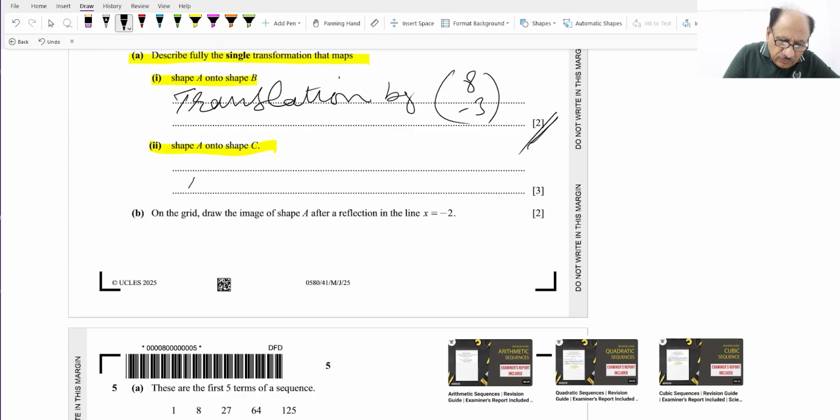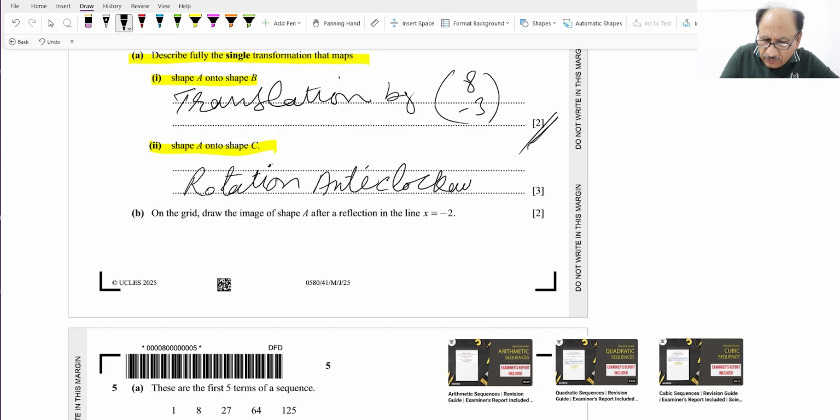So our answer will be rotation, anti-clockwise, about the origin. Next thing, 90 degrees also. We can mention here, 90-degree rotation anti-clockwise, and it's about the origin. So all 3 things we need to mention.